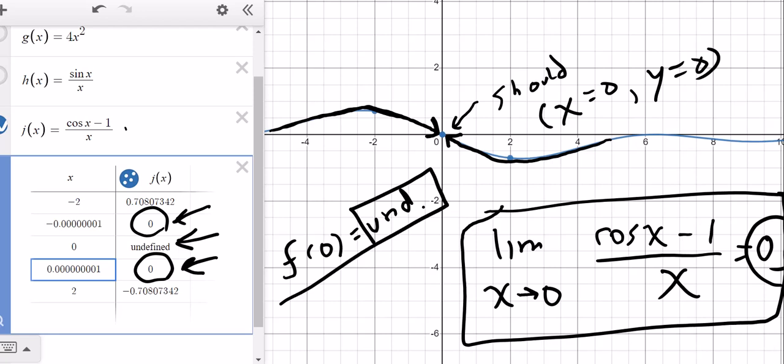Now, at some point very soon, these two numbers are not going to agree with each other. They're going to be different. And when that happens, we'll talk about it. Okay? But for now, if these are agreeing, then we have a limit. All right?